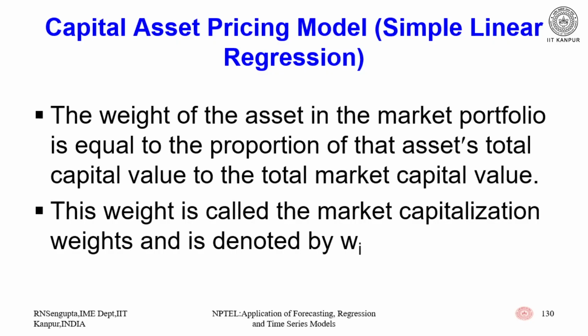So, the weight of the asset in the market portfolio is equal to the proportion of that asset's total value in the capital value to the total market. So, it is the total amount invested in that particular stock divided by the total amount of money invested. Say, for example, there are 5 stocks, and I have a total amount of 100 rupees. If I invest 20 rupees in the first stock, the total weightage in monetary terms would be 20 by 100.